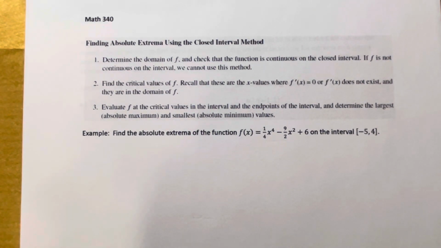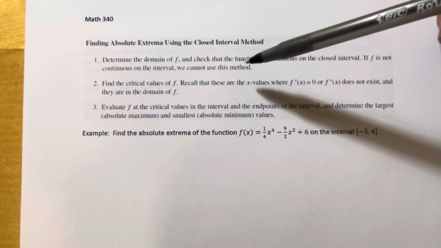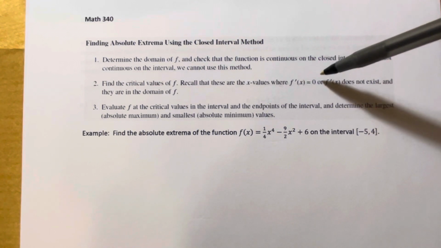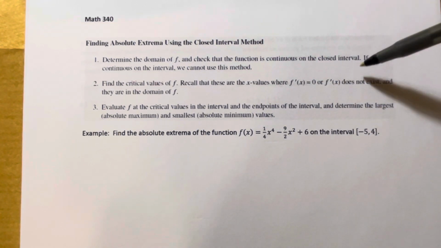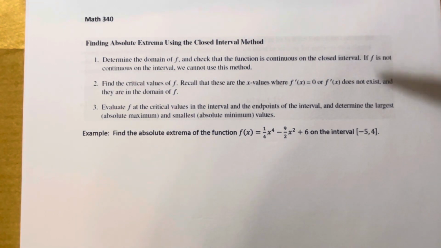So there's two things that we need to check when we're using the closed interval method. We need to find all of the critical values of f first. And remember, those come in two different varieties: wherever your derivative is equal to 0, or wherever your derivative fails to exist, as long as the x value for which that happens is in the domain of f in the first place.